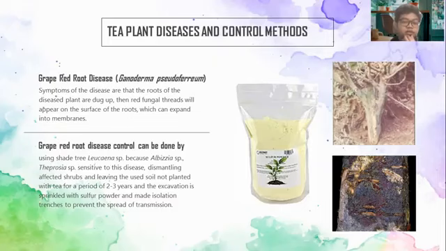Grape root disease can be controlled by using shade trees such as Leucaena sp., because Albizia sp. and Protea sp. are sensitive to this disease. Also, dismantle the affected shrubs and leave the used soil unplanted with tea for a period of 2 to 3 years, and the excavation is sprinkled with sulfur powder and isolation trenches are made to prevent the spread of transmission.